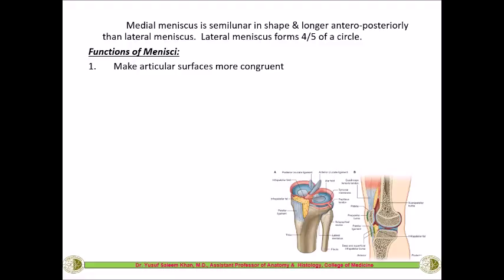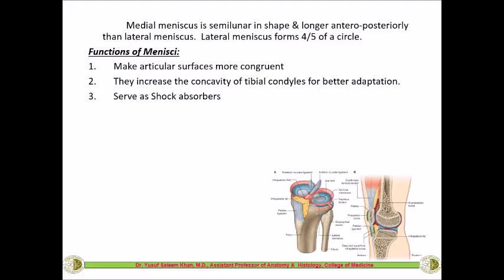What is the function of these menisci? Okay, so they make articular surfaces more congruent. As I said, the tibia is a very flat bone on the articular surface, so it has to be made somewhat concave to be congruent, and that can be done by these menisci. So they increase the cavity of the tibial condyles for better adaptation.